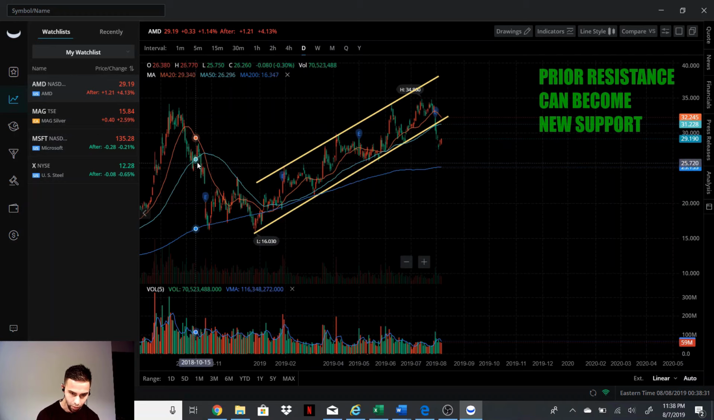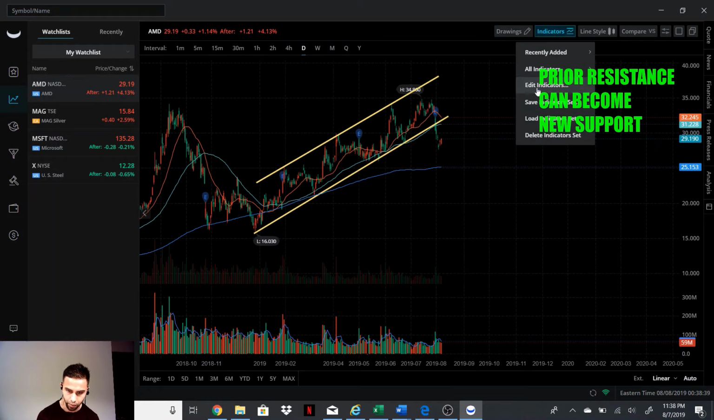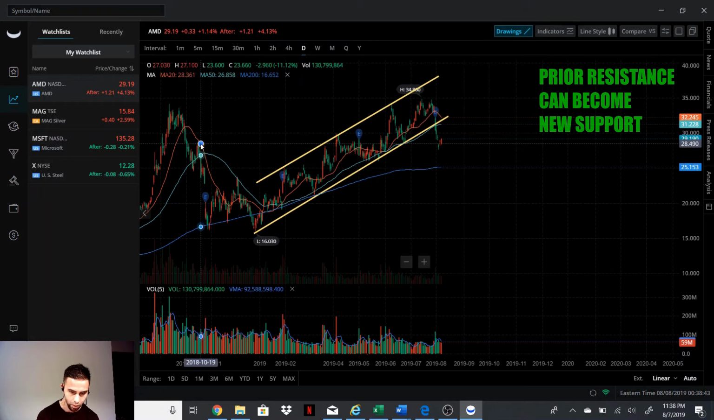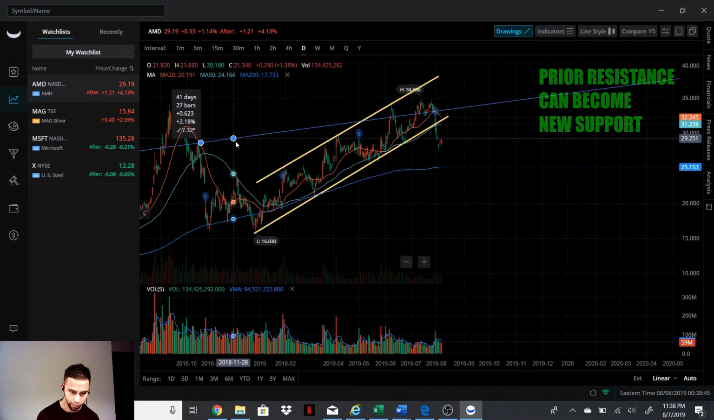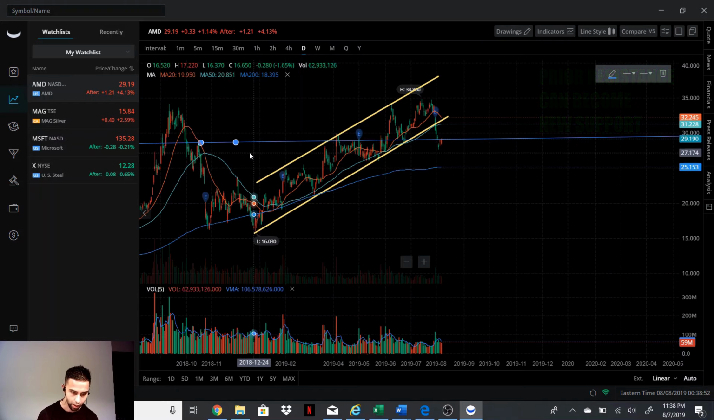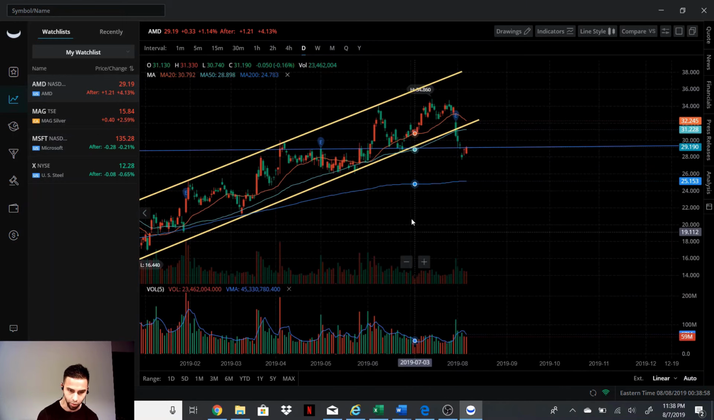So it seems like there's a resistance in this line right here that you could have used. So right here, okay, there's a prior resistance right here, way back. Looks like in October 2018, the prior resistance. So maybe that also would have helped you make an entry point right here on this day.